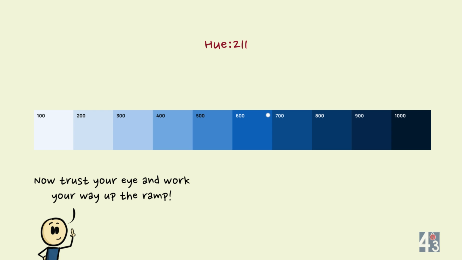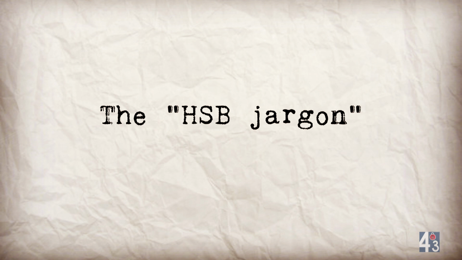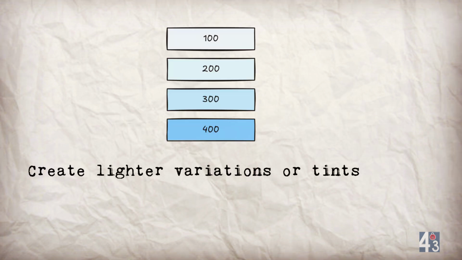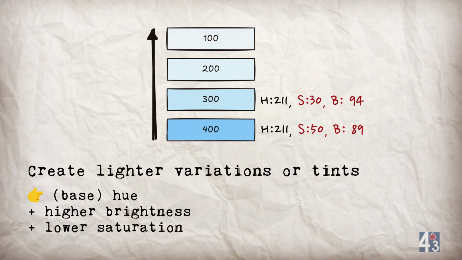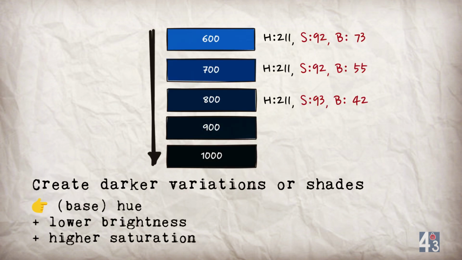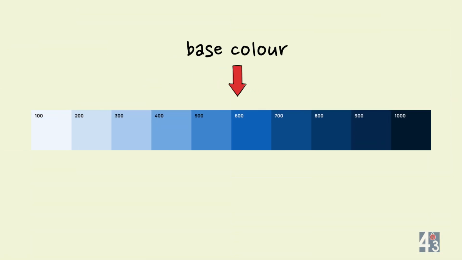tints and shades. Remember the HSB jargon we discussed before this. You create your lighter variations by increasing brightness and decreasing saturation, and you create darker variations by lowering brightness and increasing saturation. That being said, here's our brand blue palette, and the base color stands at 600.